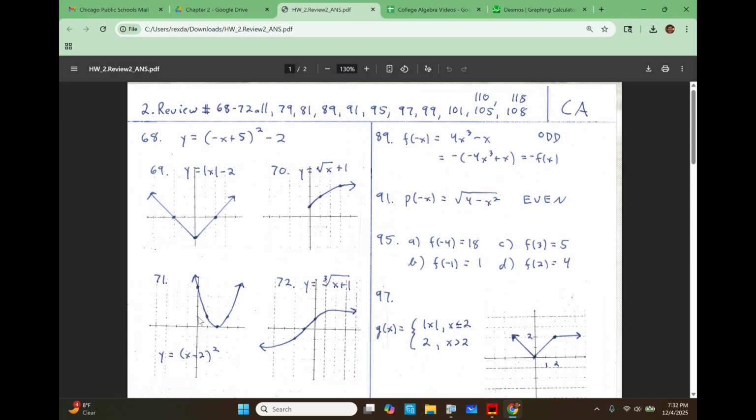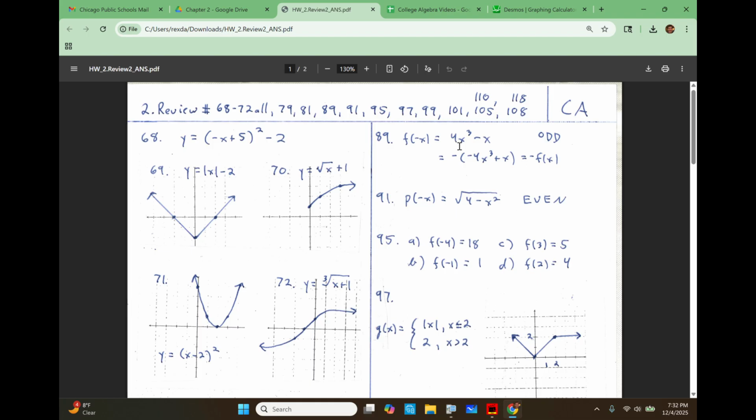Let's check out 89. Okay, so now we're switching to section 2.7. And I want to know if this function is even, odd, or neither. Well, how you choose is if you replace x with negative x, you create the f of negative x function. And then if everything changes sign, if f of negative x is equal to the negative f of x, that's odd. So in 89, that's actually what's going to happen in this case.